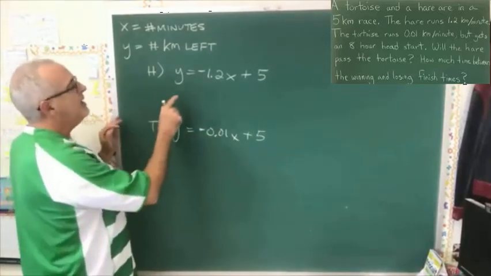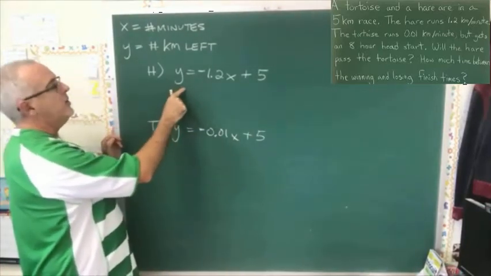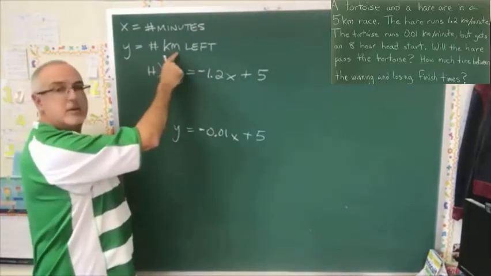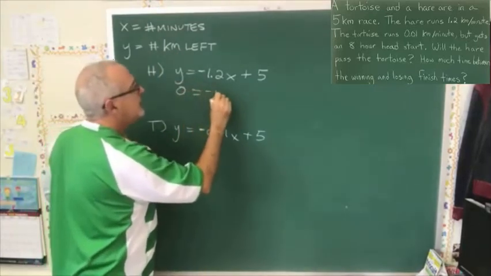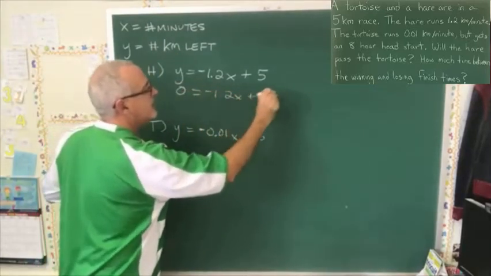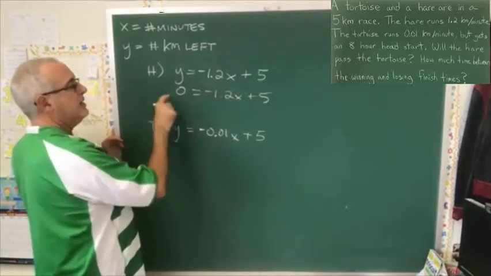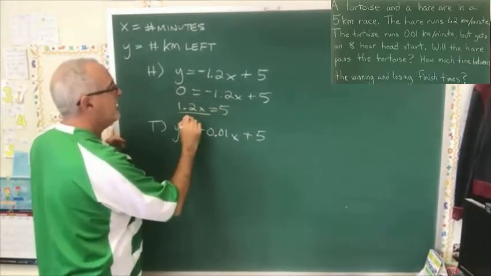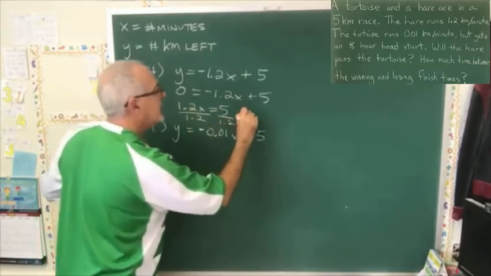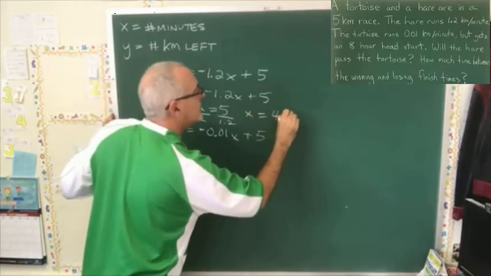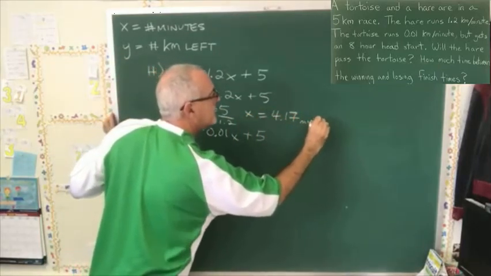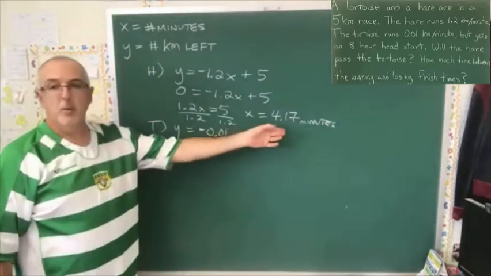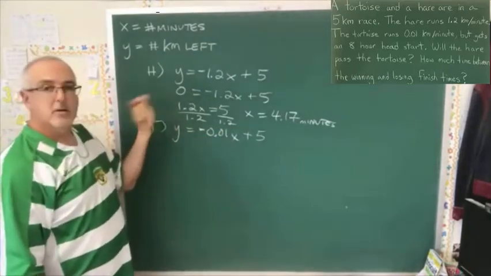I'm going to plug a value into the hare's equation. When the number of kilometers left is 0, how many minutes have gone by? Moving the negative 1.2x across the equals, I have 1.2x equals 5. I'm going to divide both sides by 1.2, and I'm getting x equals 4.17 minutes. So the hare needs 4.17 minutes to finish the race, to have 0 kilometers left.